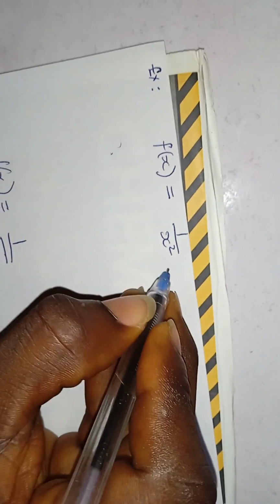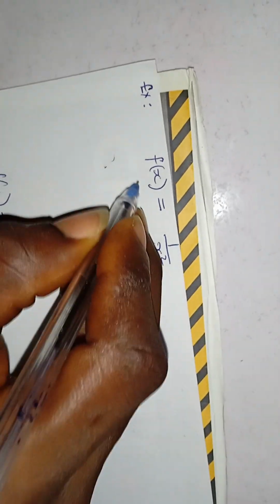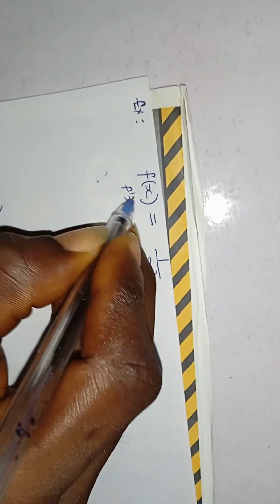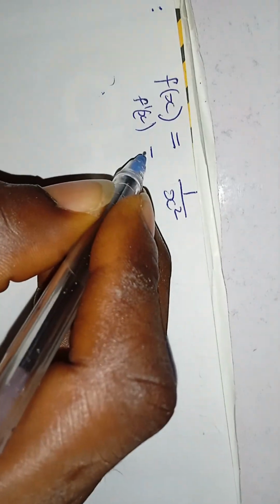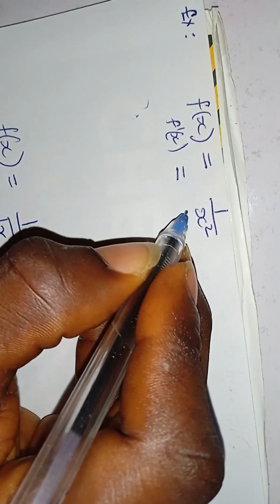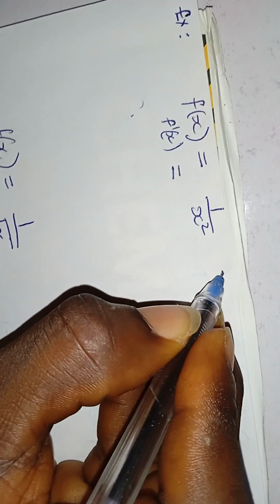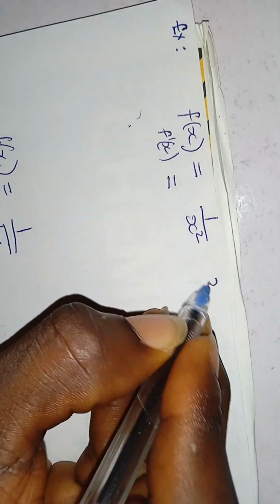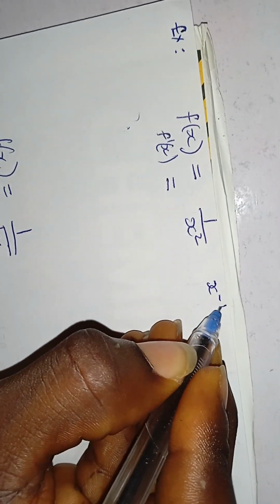Now let's start from the first one. This is simply the same thing as, since you know this is f of x, f prime x will be equals to, remember that if you have 1 over x squared, it's the same thing as x raised to power minus 1.